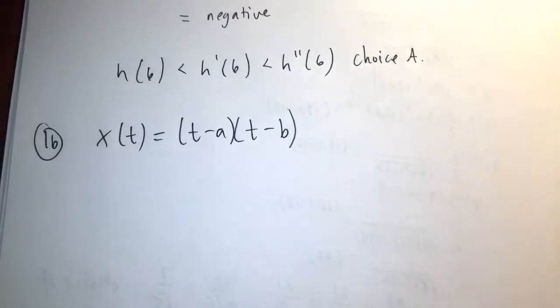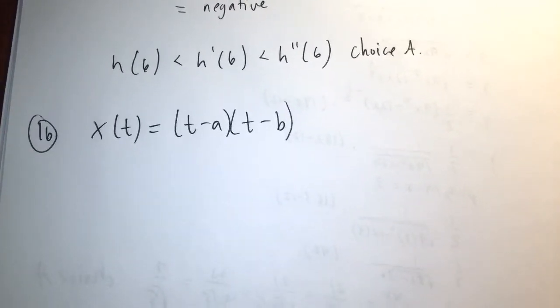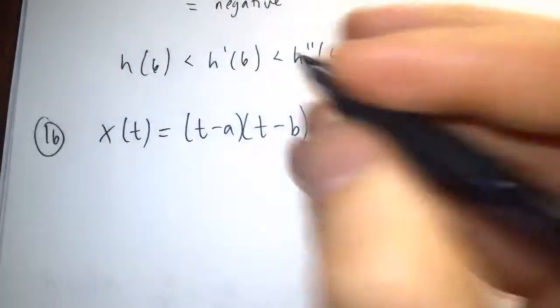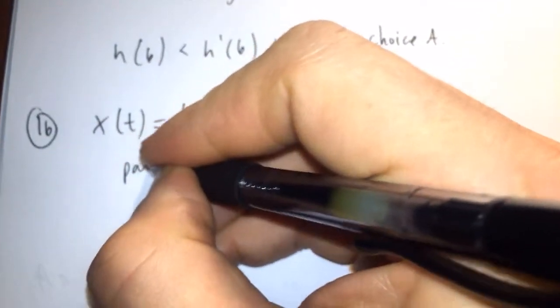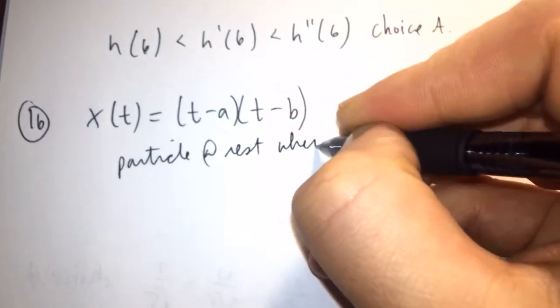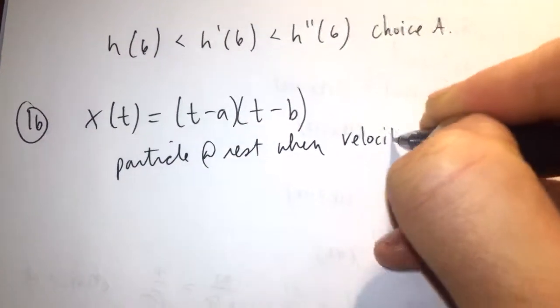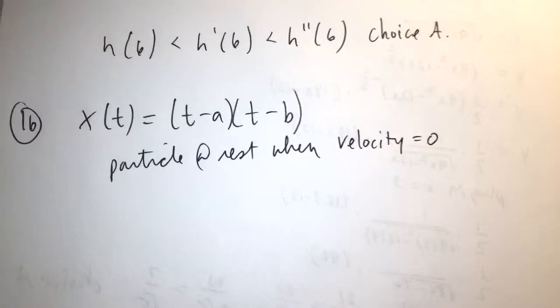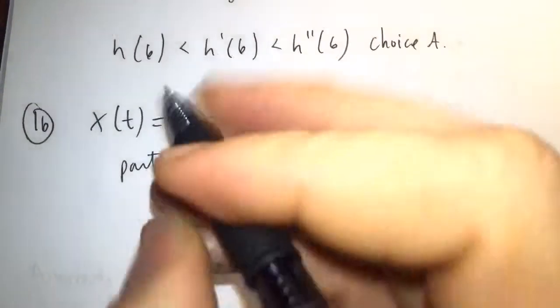This is the position function given by the following. They want to know when is the particle at rest. Remember, the particle is at rest when the velocity is equal to 0. And then the derivative of this is the velocity.